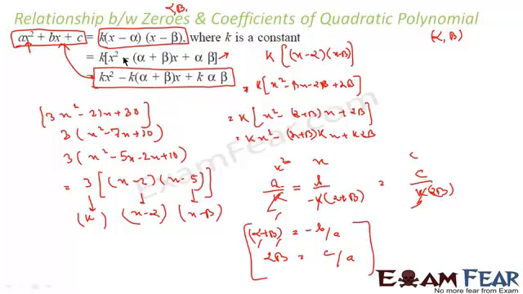Thus we have derived a relationship between zeros and coefficients of the quadratic polynomial. Correct? Alpha and beta are zeros and a, b and c are coefficients of the quadratic. Please make a note of this. This is a very useful relationship. We'll use this: alpha plus beta is equal to minus b by a, alpha beta is equal to c by a, where alpha and beta are zeros of the quadratic polynomial and a, b and c are coefficients of the quadratic polynomial.